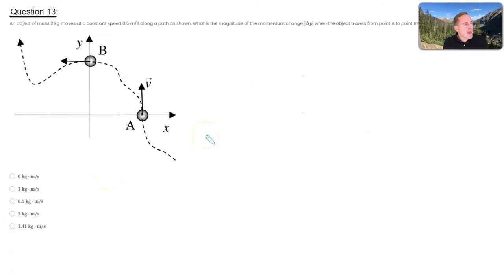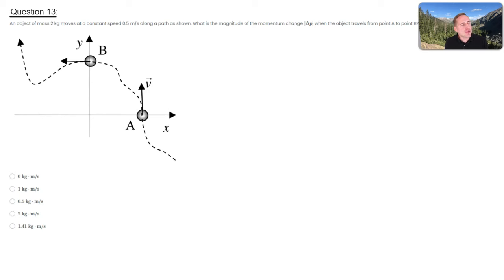An object of mass 2 kilograms moves at constant speed, 0.5 meters per second, along a path as shown. What is the magnitude of the momentum change? Magnitude, that's the absolute value sign, delta P, when the object travels from point A to point B.